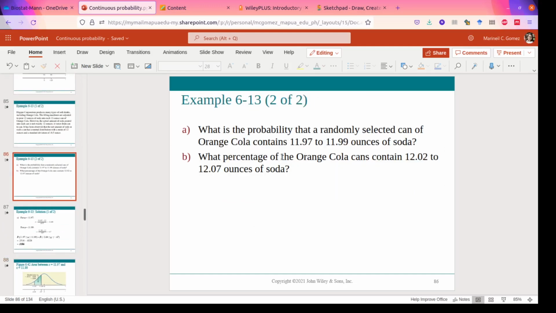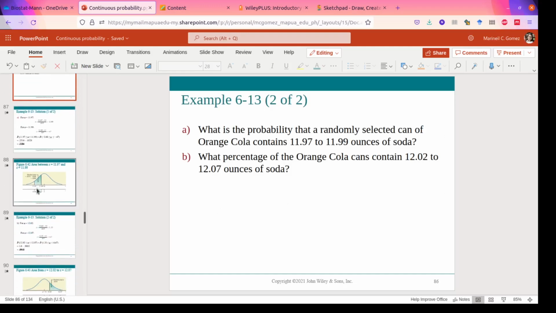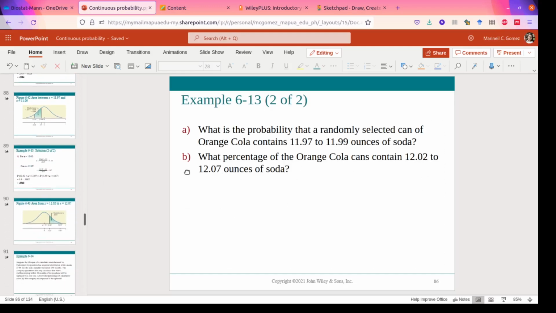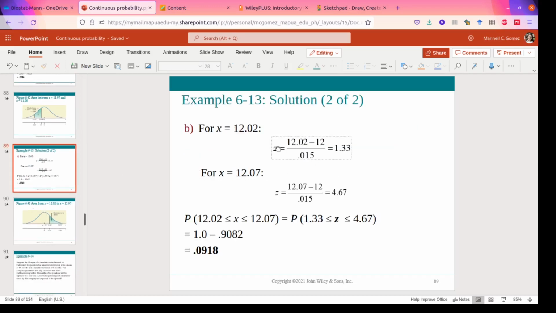The other question: what percentage of the orange cola cans contains 12.02 to 12.07 ounces of soda? So again, convert these values of x to z. So 12.02 is 0.13 and 12.07 is 0.47. Getting the shaded region between them, the shaded region is 0.0918. So the probability is 9.18%.